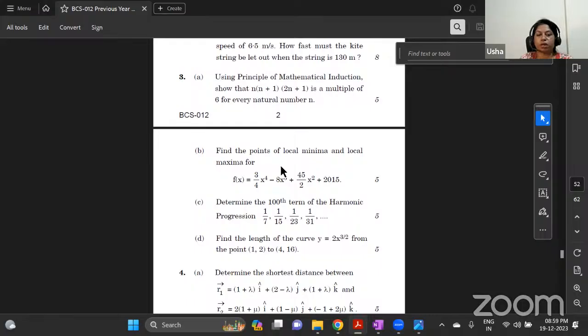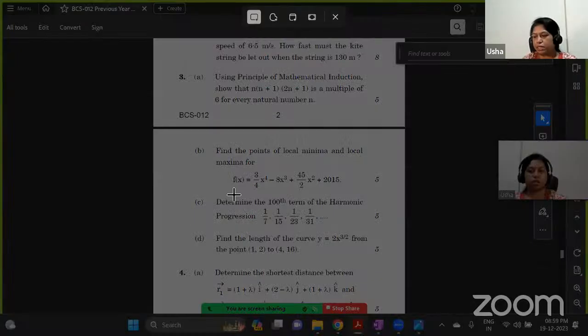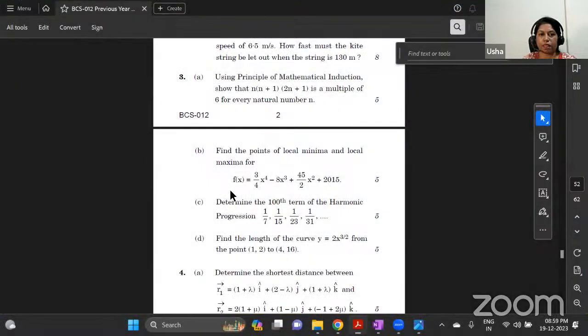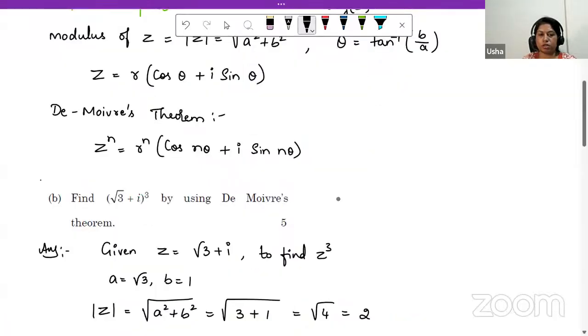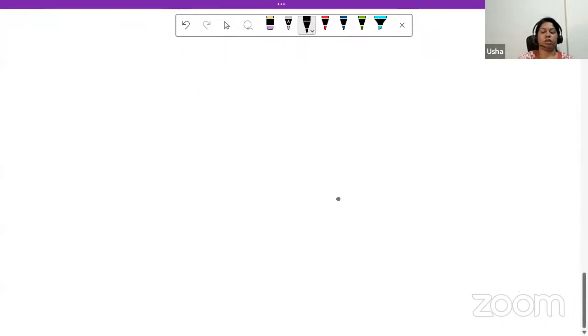This local minima and maxima, I'll just tell you because I have seen this repeat many number of times. You should know how to find the local minimum and maximum. I'll just tell you the procedure. If you know differentiation, then this will be useful. Otherwise, no. This is under application of derivatives, maxima and minima.